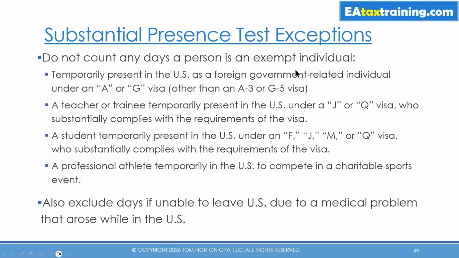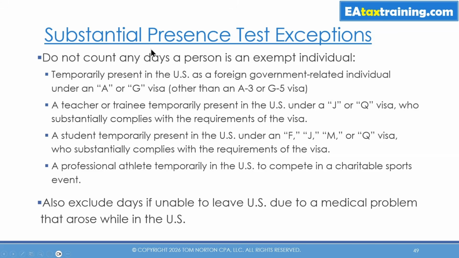So they've got this specific thing here if they had an A or G visa. So those are special visas for foreign government officials. If they had that, we don't count the days. Or if they were a teacher or a trainee who was temporarily present in the United States under a J or Q visa, then also they are not going to be considered residents. Or if they are a student who is temporarily present in the US under an F, J, M, or Q visa, or if they are a professional athlete temporarily in the US to compete in charitable sports events, then they are not going to count those days towards being a resident.